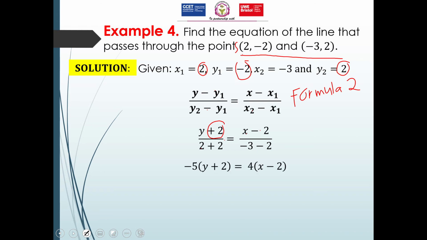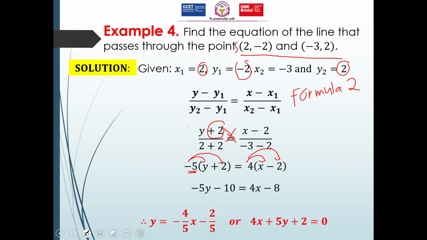And then we cross multiply this one, so minus 3 minus 2 is minus 5, multiplied by y plus 2, 2 plus 2 is 4, multiplied with x minus 2. And then we simplify them, remove the brackets, by multiplying minus 5 here, by multiplying 4. So minus 5 times y, minus 5y, minus 5 times 2, minus 10, 4 times x, 4x, 4 times minus 2 will be minus 8.